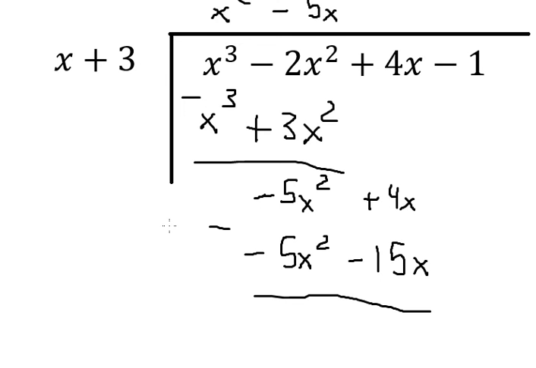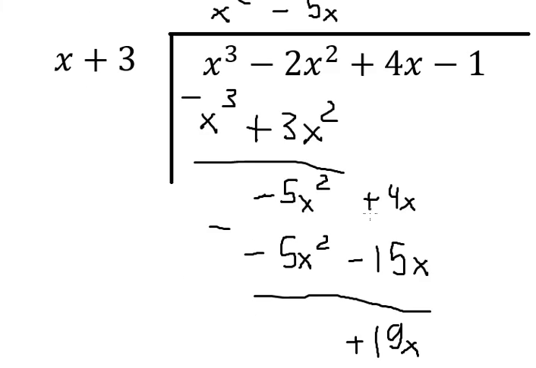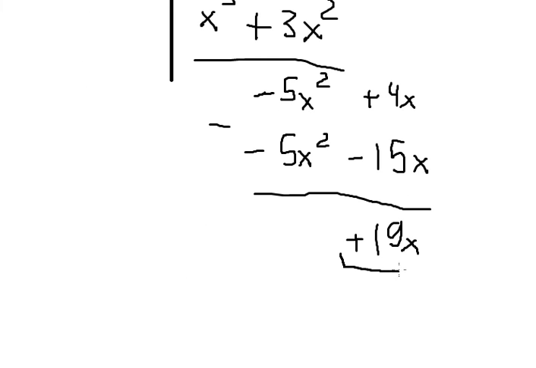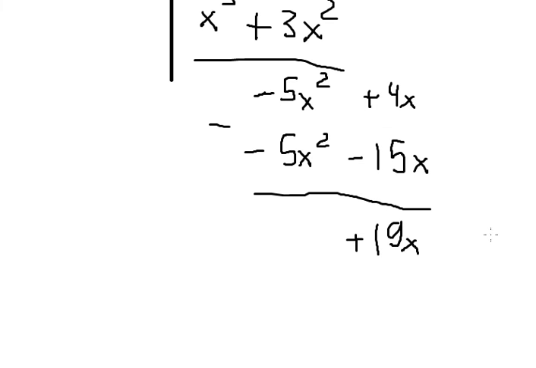Number 4 minus negative number 15. We have number 4 plus positive number 15. We have positive 19s. Because we have the positive number 19, we put positive 19 in here. So this one multiplied by s, we have positive 19s.